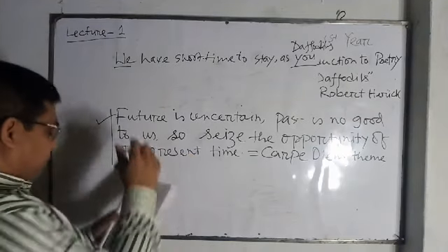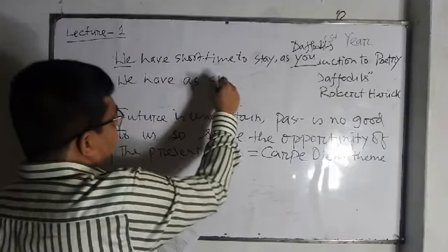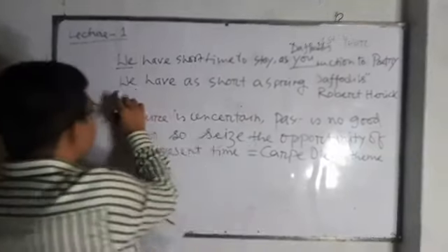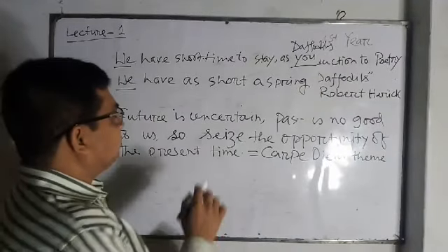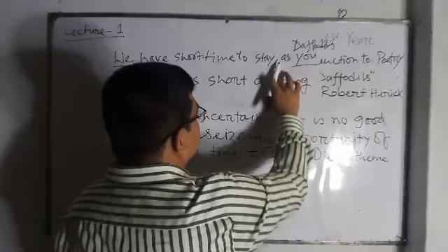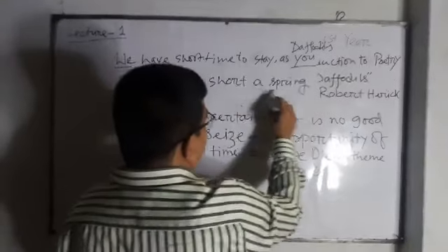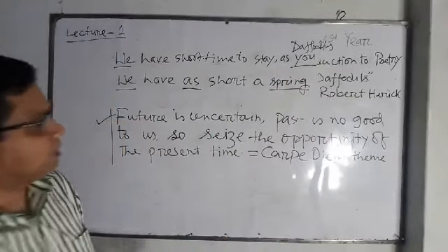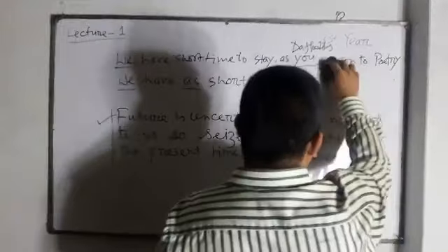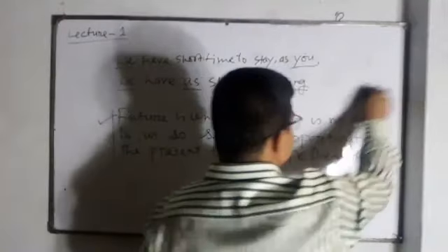We have as short a spring. That is, we people have as short a spring. Can you mark these words? If you mark these words, you can understand. What does it mean? The daffodils have a very, very short spring. Spring means youth.